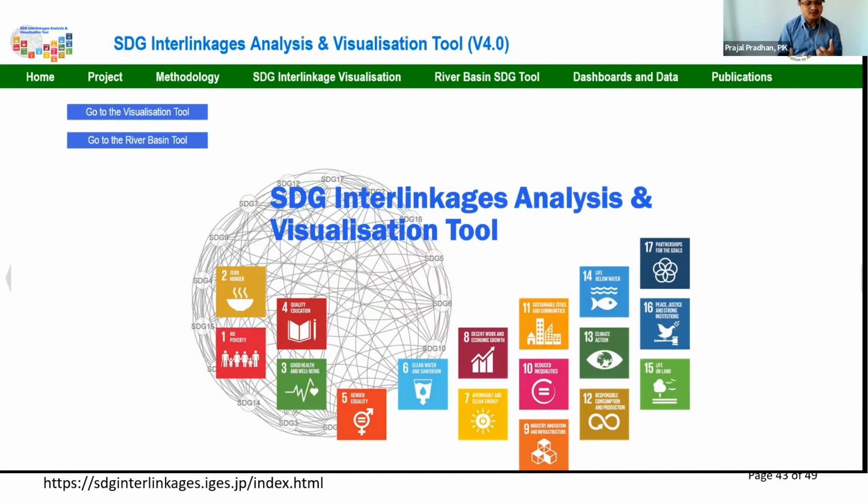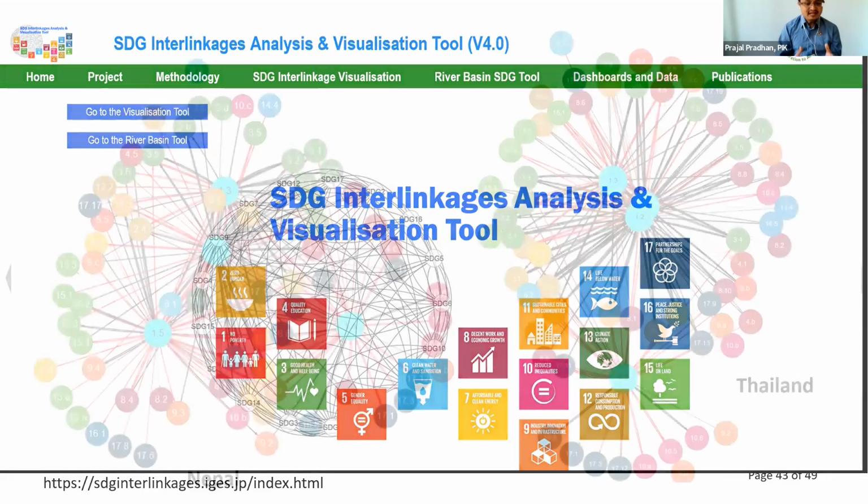I guess they have more than 20 countries available there, and mainly they use a mixed method, combining a qualitative approach with a quantitative approach, to create SDG synergies and trade-off networks, and then they provide this as a visualization tool to understand SDG synergies and trade-offs for different countries.